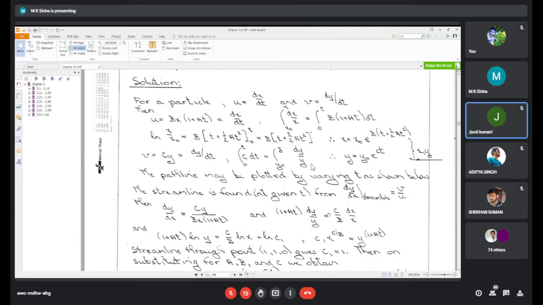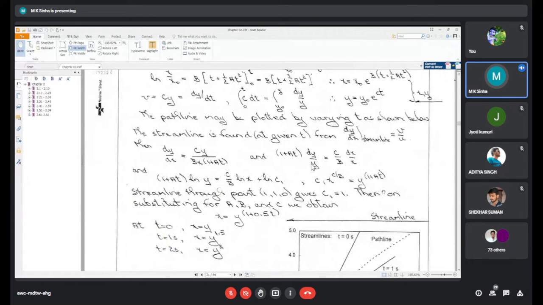So you should take a graph paper and plot the path line and streamline. Then you can fill it, or on the computer, on the Excel sheet, you can plot it. Otherwise, it has no meaning. You just draw it yourself by taking the Excel sheet or graph paper. Then you can fill it. Otherwise, you only copy it. Is it correct? So for your filling, you may plot it yourself.